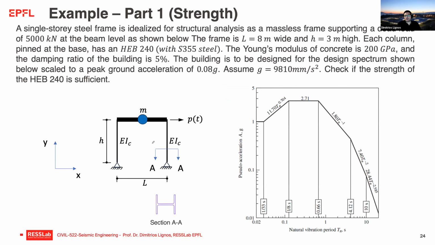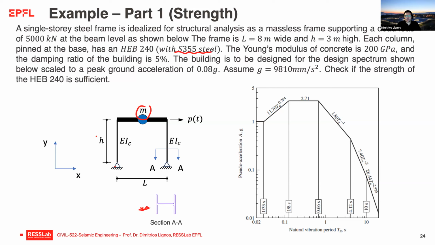I assume that this is a massless frame supporting a dead load of 5,000 kilonewton at the beam level as shown below. Essentially, this is a lumped mass system, where the entire mass is carried in the beam. The frame has a length of 8 meters and a height of 3 meters that are marked in the figure. Each column is pinned at the base, and it has an HEB 240 oriented, as I show here, with a strong axis in the primary direction of loading.